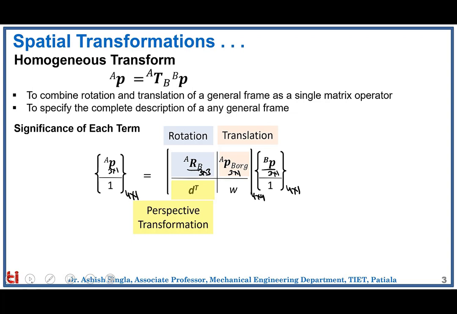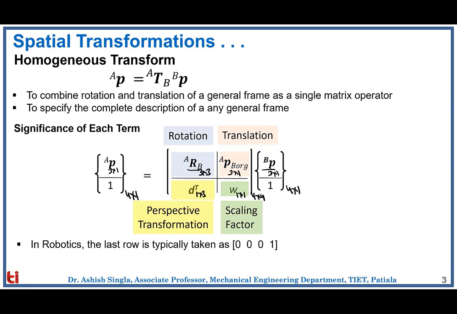Next comes the row vector, which is a 1x3 vector, which represents perspective transformation. This perspective transformation is typically used in courses like computer graphics. And finally, we have a scalar W having dimension 1x1, called a scaling factor, which is again used in computer graphics to zoom in and zoom out. However, from the robotics point of view, the last row is typically taken as 0, 0, 0 and 1.